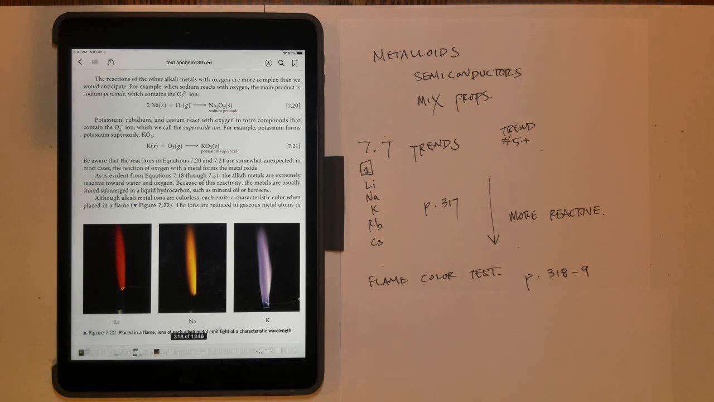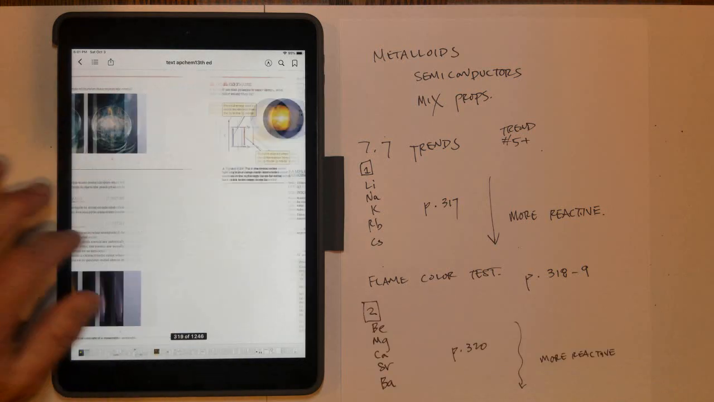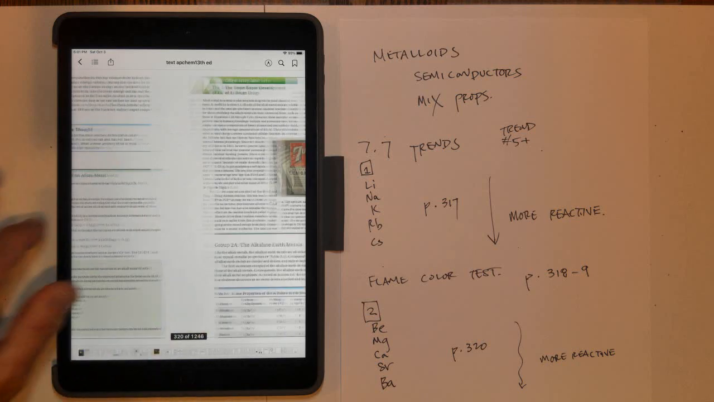Potassium is kind of a lilac colored flame, sodium is kind of a yellowish colored flame, and then lithium is a reddish colored flame. Let's look at the second group, second period.